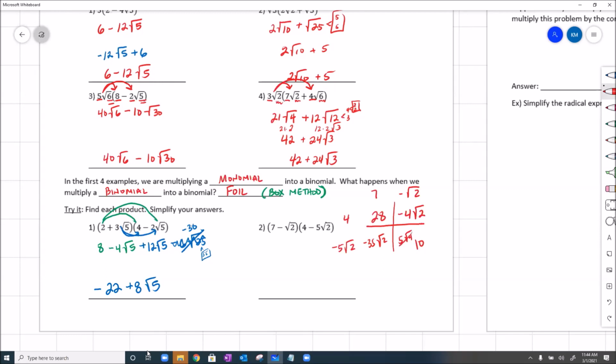Now I go through and add my like terms together. 28 plus 10, 38. Negative 35 radical 2 minus 4 radical 2 gives me negative 39 radical 2. Either way, I don't care which way you choose to do those operations, but I do want you to show your work and show me where you get your numbers from.